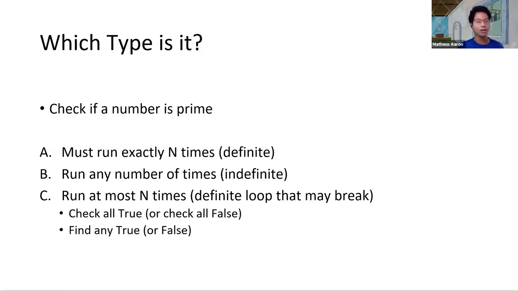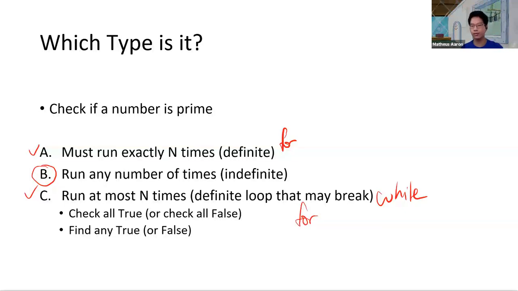So if you can see, a lot of the examples are mostly A and C. It's quite rare to actually face an example in B. Because of that, for A, most likely it's going to be a for loop. For C, it's easier to code in a while loop, but you can do it in a for loop.